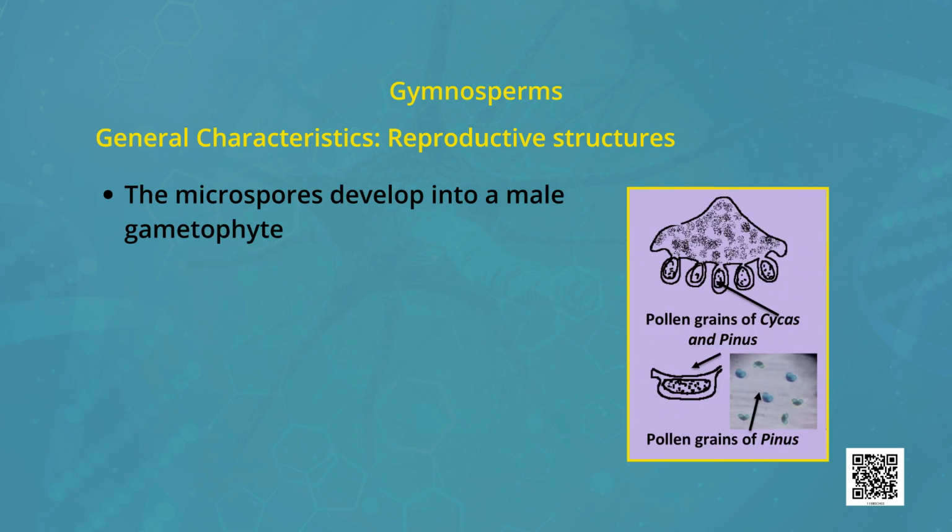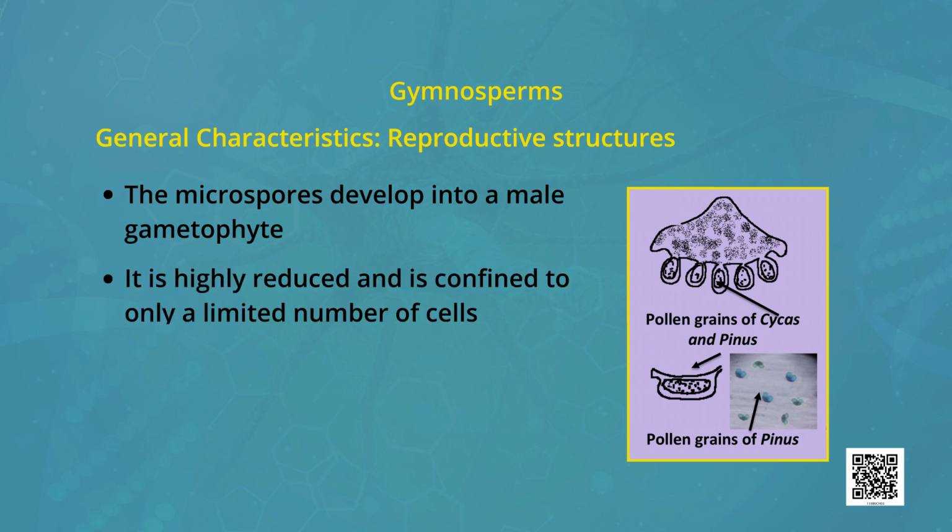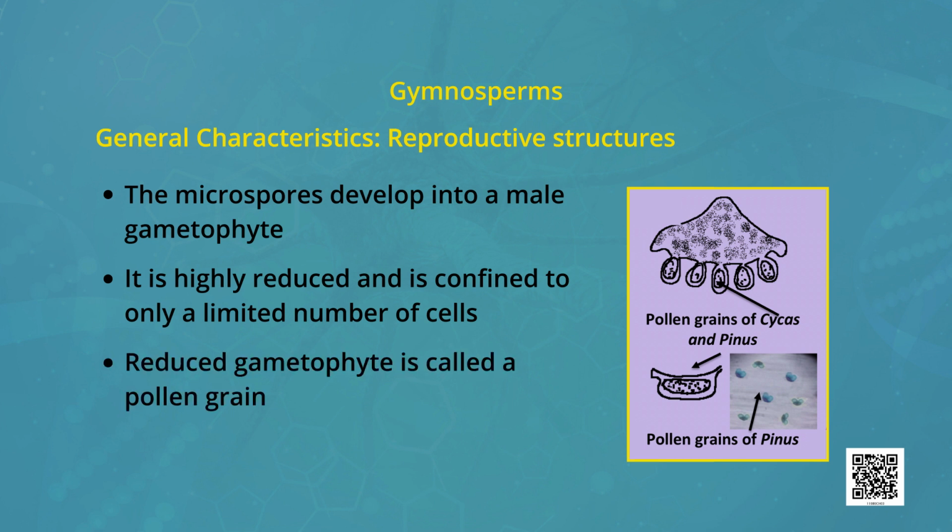Microspores within the sporangia develop into a male gametophyte. They are haploid. The male gametophyte is highly reduced and is called pollen grains. Male cones fall early as soon as they shed their pollen grains. In gymnosperms, no antheridia are present unlike pteridophytes. Only a few primitive members of gymnosperms such as Cycas bear multiflagellated sperms.